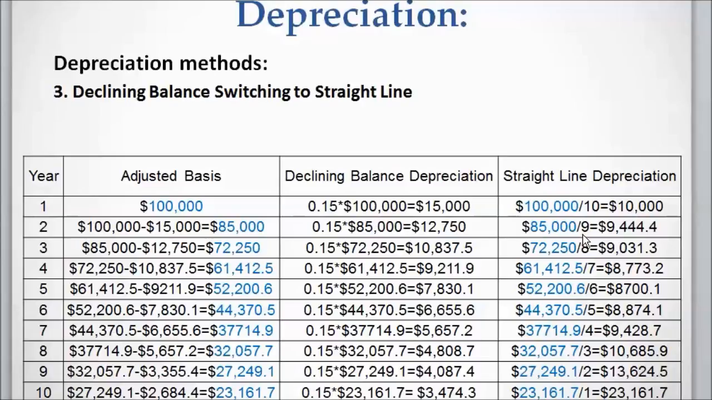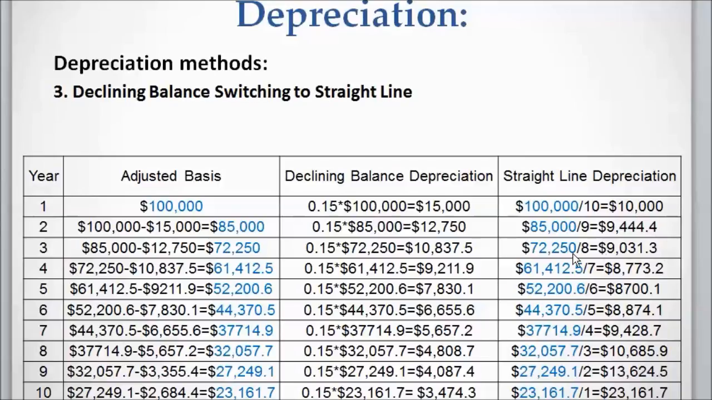For year 2, we need to use whatever is left over. So we have $85,000 of the value of the asset to be depreciated, and we have 9 more years. So using the straight line, we are going to divide the $85,000 by 9, and we are going to have $9,444 of depreciation for year 2 using the straight line.